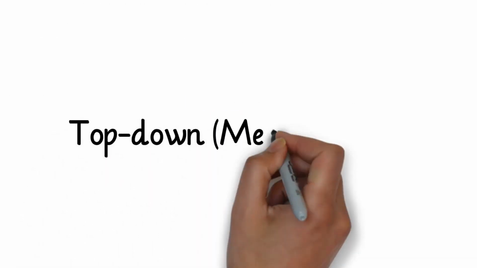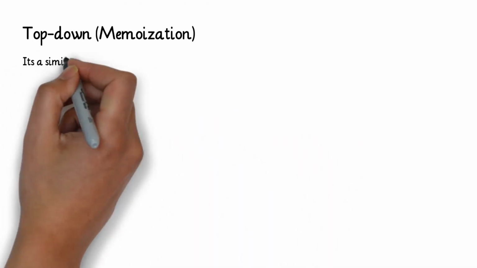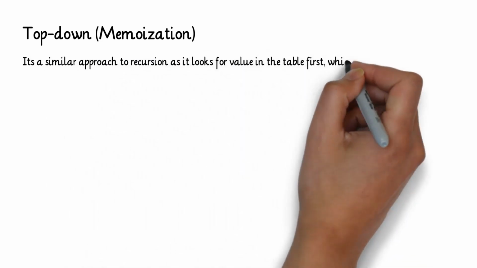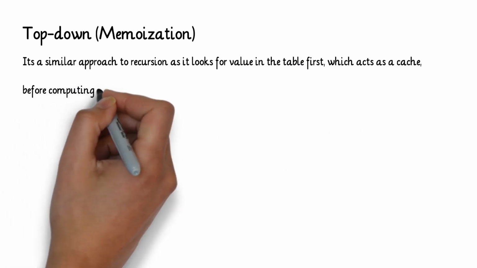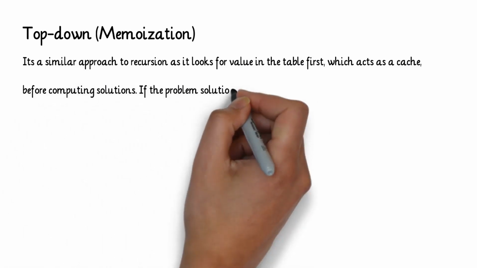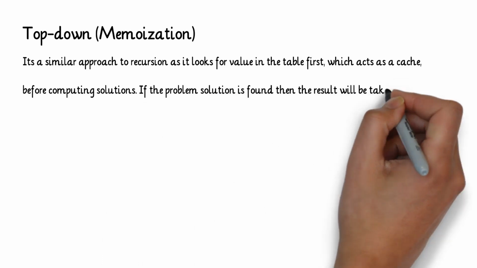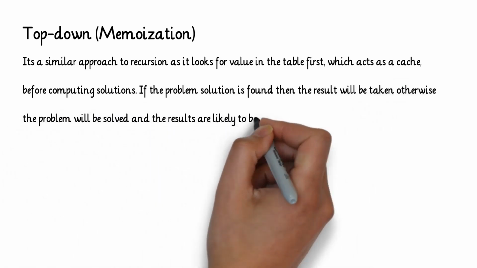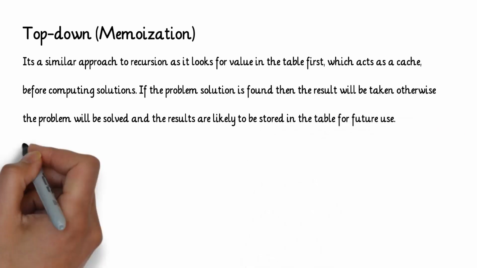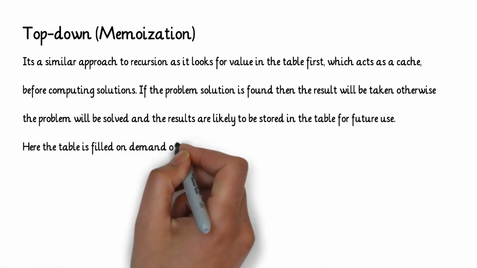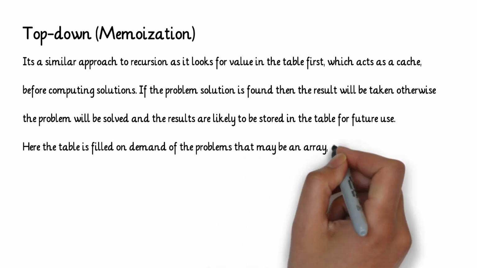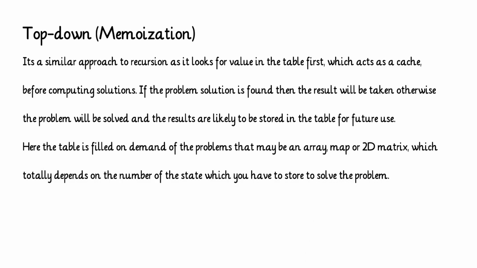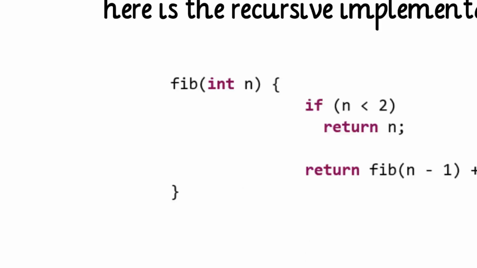Top-down memoization. It's a similar approach to recursion, as it looks for the value in the table first, which acts as a cache, before computing solutions. If the problem solution is found, then the result will be taken from the cache, otherwise the problem will be solved and the result is stored in the table for future use. Here the table is filled on demand, and it may be an array, map or 2D matrix, which totally depends on the number of states you have to store to solve the problem.